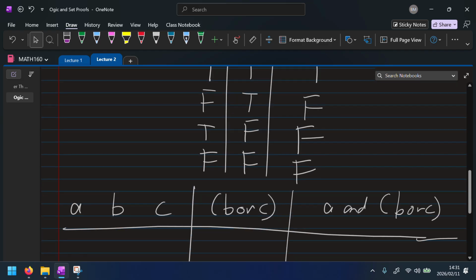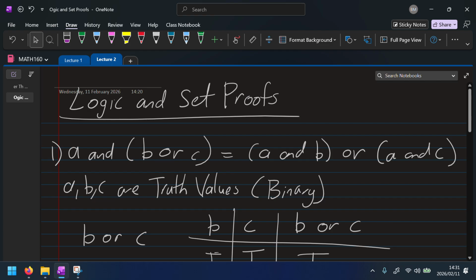Okay, so this column here, B or C, that's that second part of the statement. We're just breaking it up into smaller parts. So we have B or C, that's going to be one column in the table, and A and B or C, that will be the final column. Does everyone see how we did that?